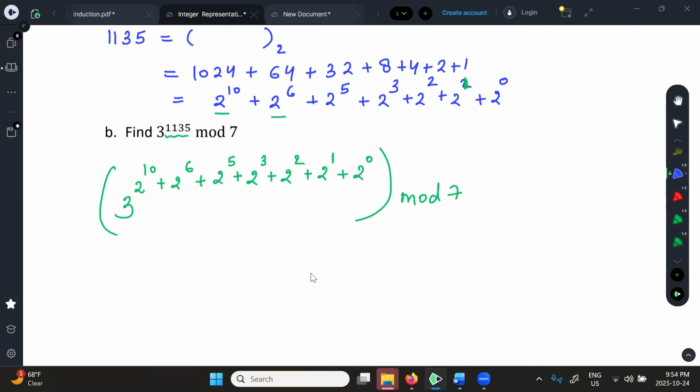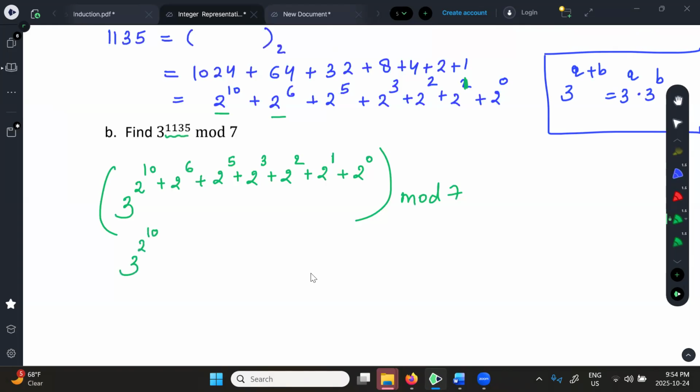Now we have to be aware of some exponential laws here. If I have 3^(a+b), this is nothing but 3^a times 3^b, right? And we know the fun property of the modular function. I can break it up. So this is 3^(2^10) times 3^(2^6) times 3^(2^5) times 3^(2^3) times 3^(2^2), and continues until I'm done with all the terms.